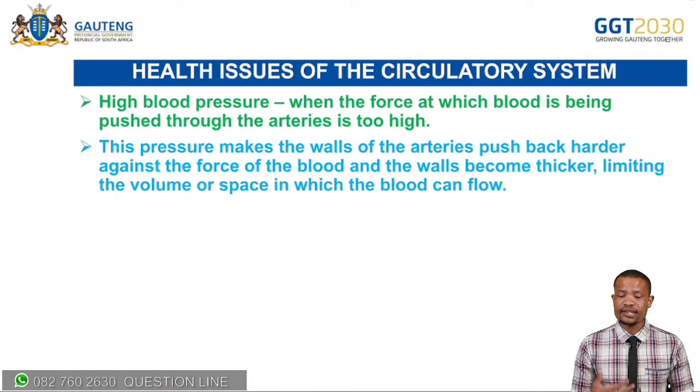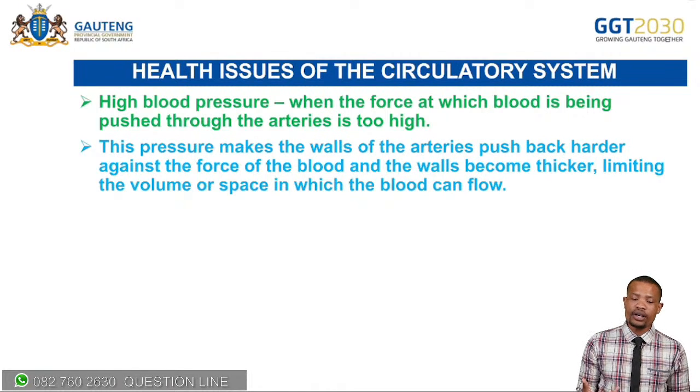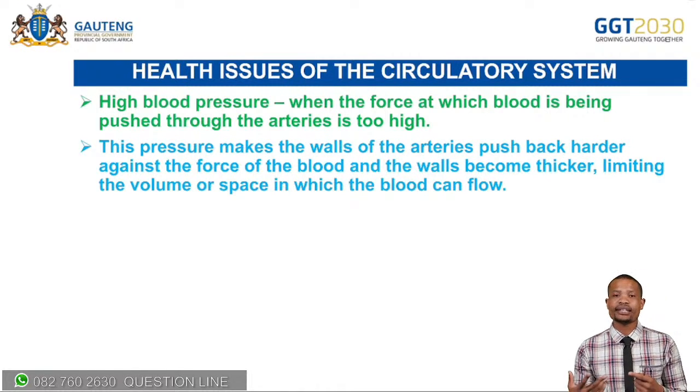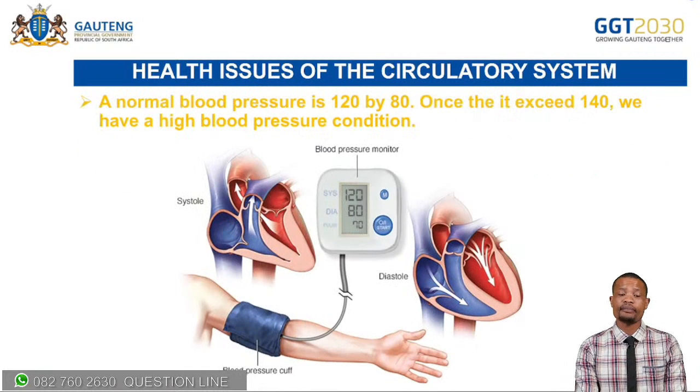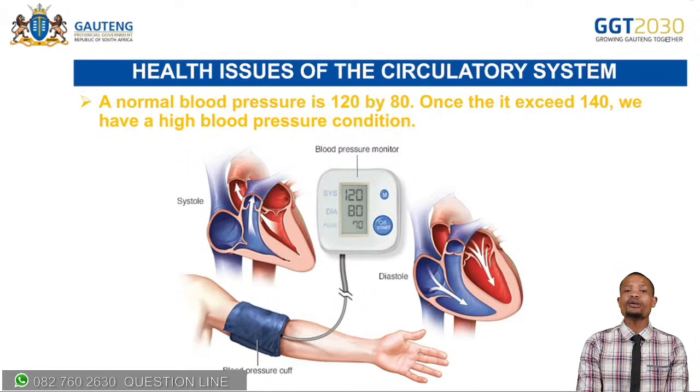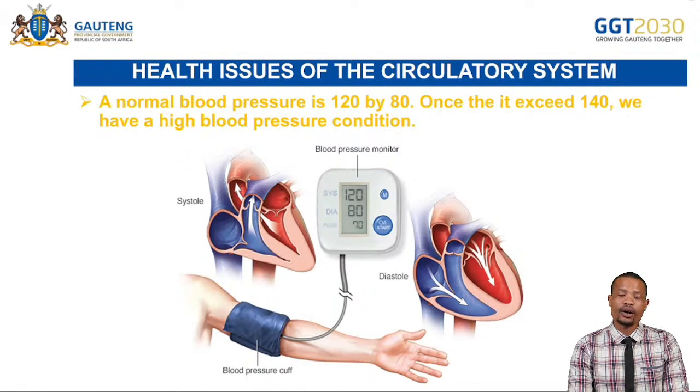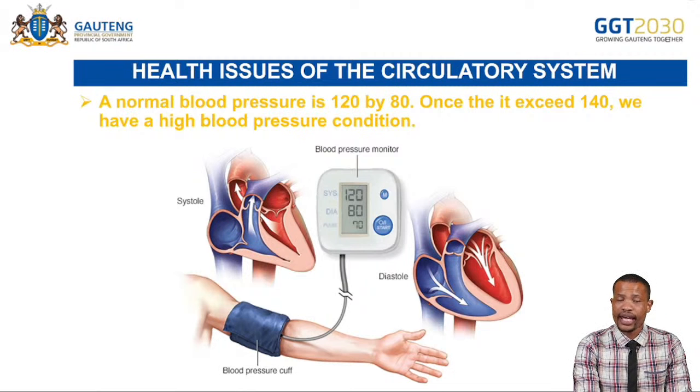And when that happens, the walls become thicker, limiting the volume or the space in which the blood can flow. Okay, then you will develop a high blood pressure. So a normal blood pressure is usually 120/80. Once it exceeds 140, we have a high blood pressure condition.